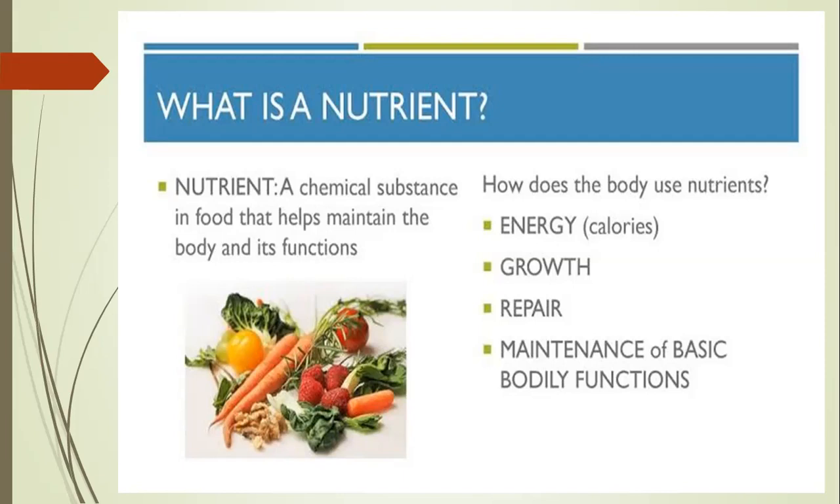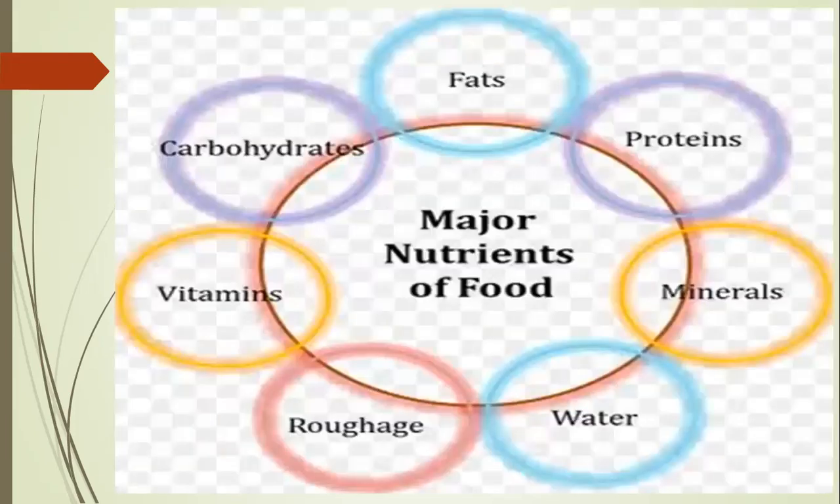Now we are going to see the major nutrients present in our food. Which are these major nutrients present in the food items? Let us go ahead and see. The first nutrient of the components of food is carbohydrates. Second is fats. Third is proteins, then minerals, water, roughage and vitamins. These are all important nutrients which our body needs to grow.